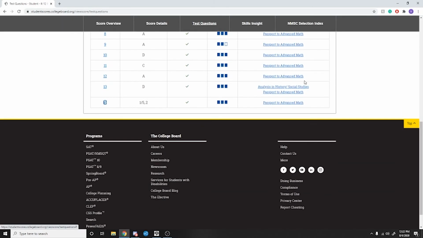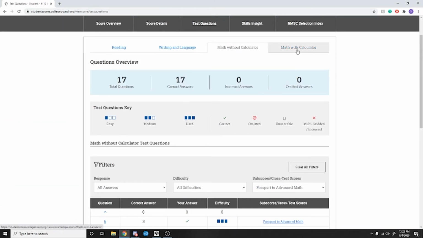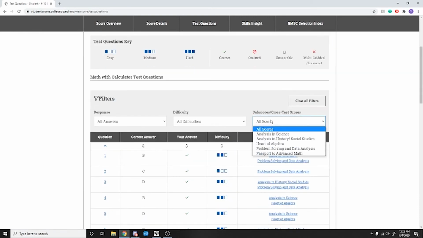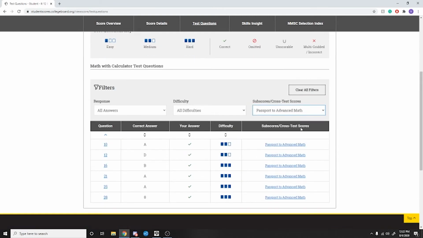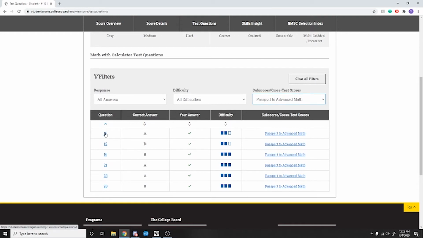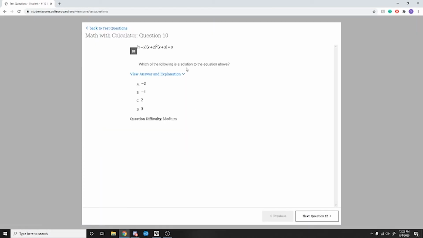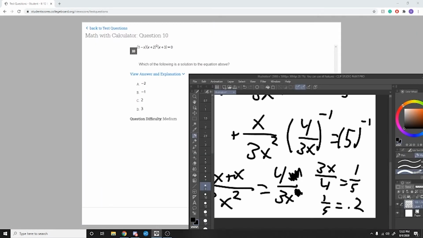And here, let's go to math with calculator, for advanced math. Okay, question 10. Which of the following is the solution to the equation above? Okay, hold on, let me get rid of all of this.